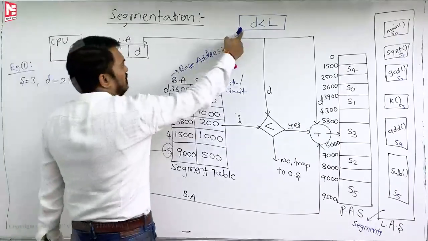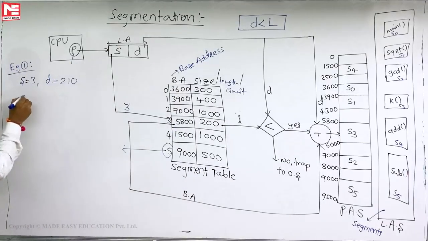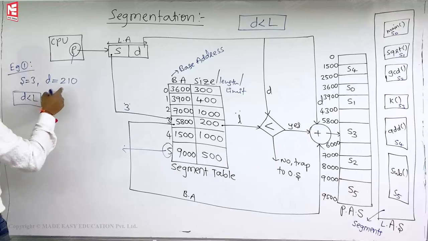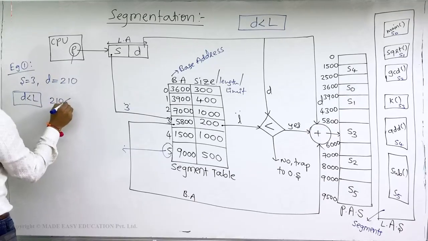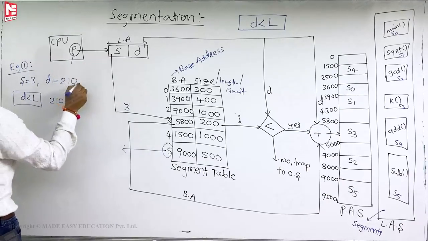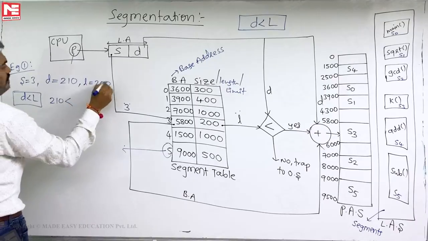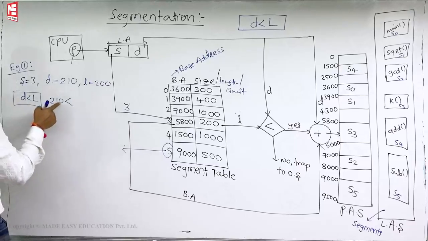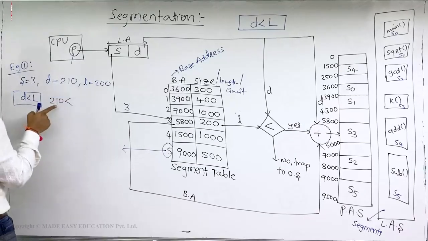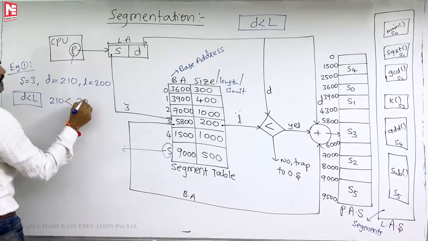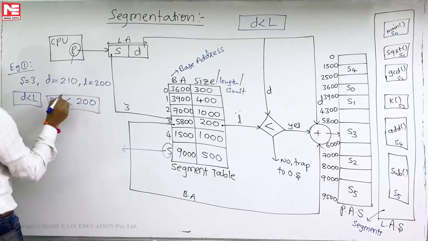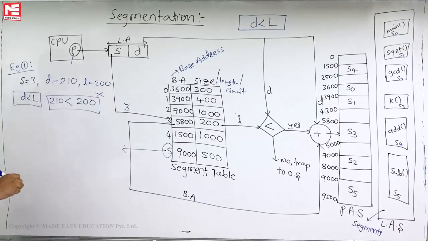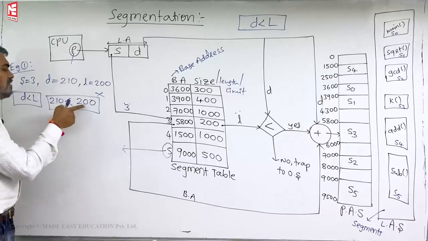Now you do the comparison. D should be less than L. What is the D value? 210. And what is the length of the segment? The L of segment number 3 is 200. So now you check the comparison: D less than L, so 210 less than 200. Is it true or false? False. Remember, 210 less than 200 is false.